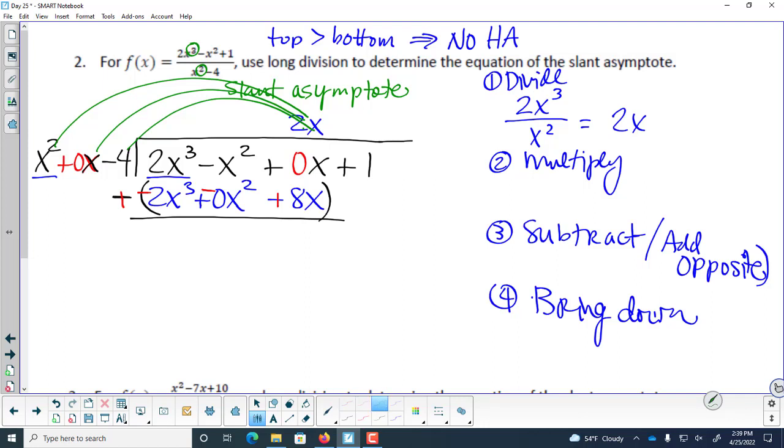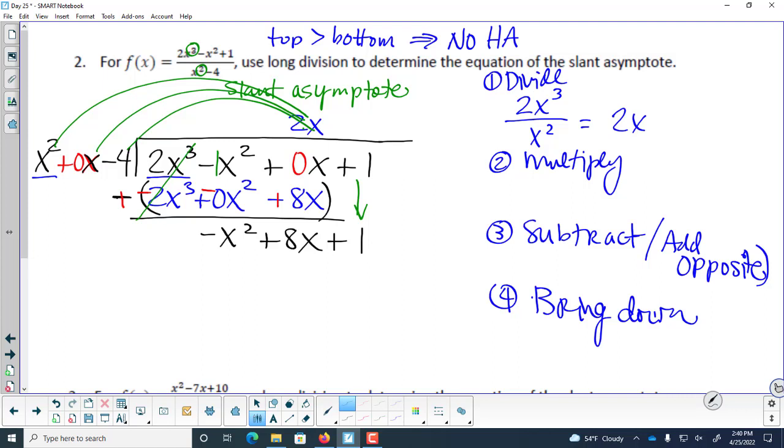So this one becomes 0, which it should always become 0 or something's wrong. So this is a -1, and a 0 is -1x squared. And then I've got 0 plus 8x would be 8x. Or if it was 0 minus -8x would be a positive 8x. Okay, then I bring down the next term, which is a +1, and I start it all over again.